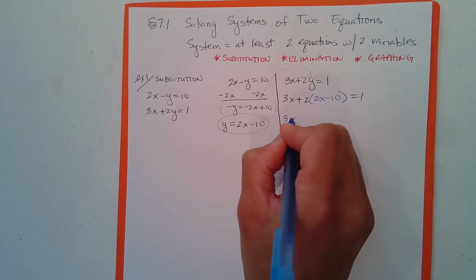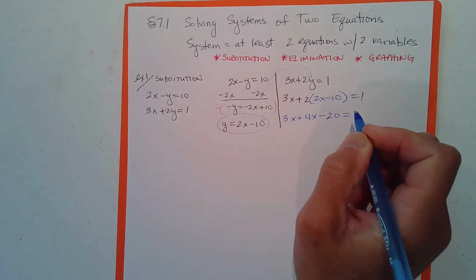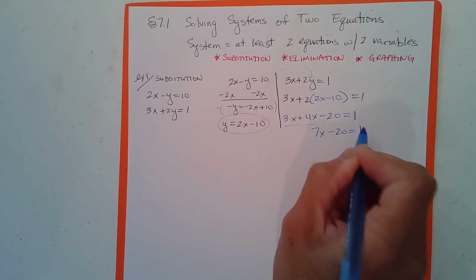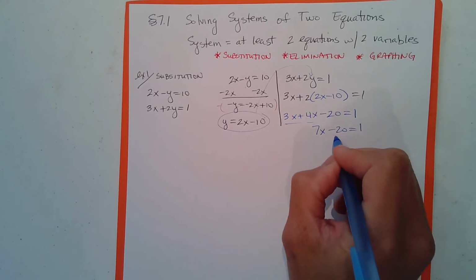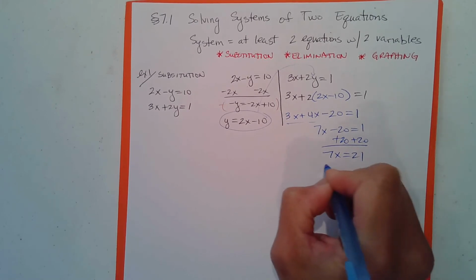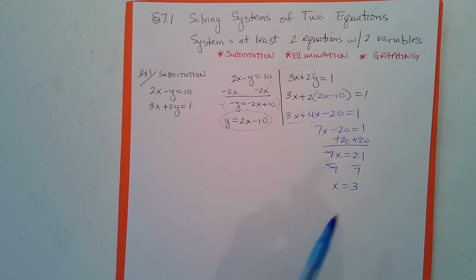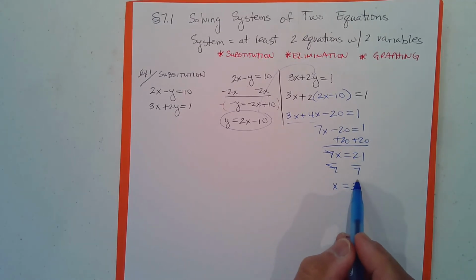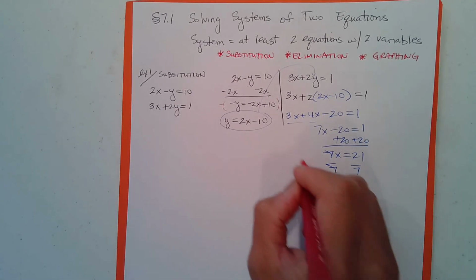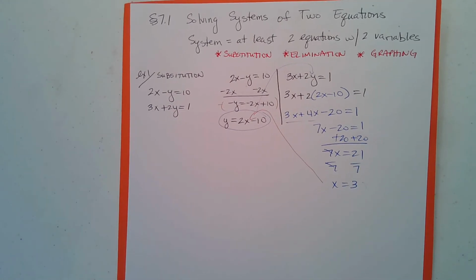So let's distribute. This is 4x minus 20 equals 1. Combine like terms. 7x minus 20 equals 1. Add 20 to both sides. 7x equals 21. And again, going back to algebra 1, x equals 3. Now I will substitute this information, x equals 3, back into this equation here. So now we are going to find y.